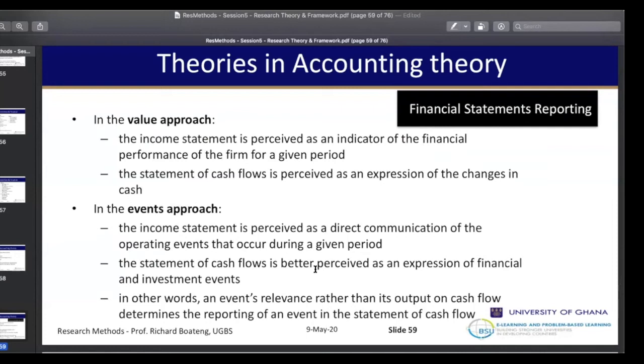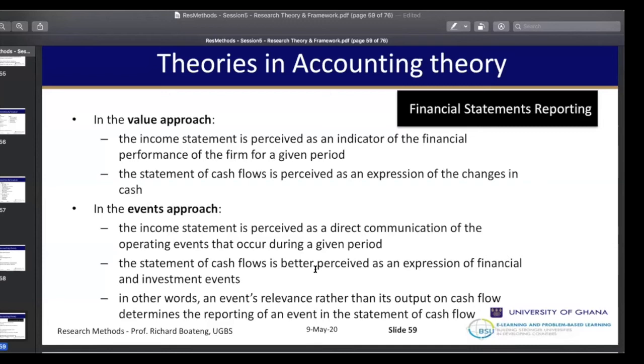However, the events approach is different. The income statement is perceived as a direct communication of operating events that occur during the given period. The statement of cash flow is better perceived as an expression of financial and investment events. So you see that the first one was looking at the income statement, what came and what left, but the other one is much more about cash flow as the expression of financial and investment events.